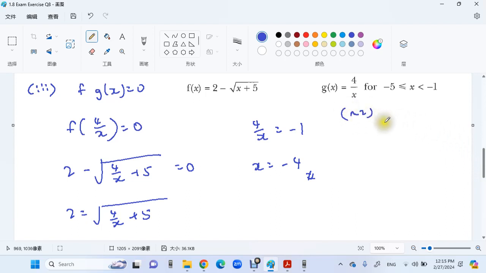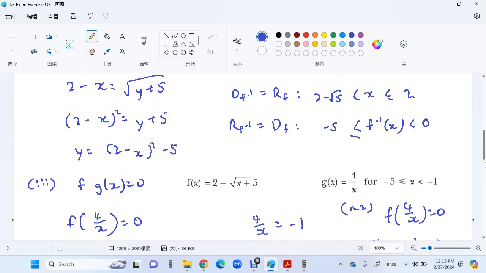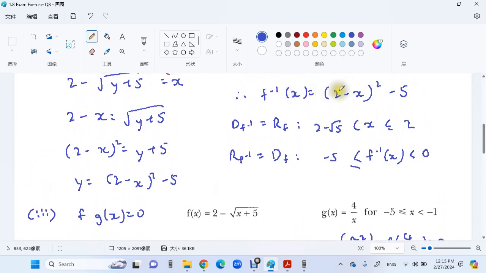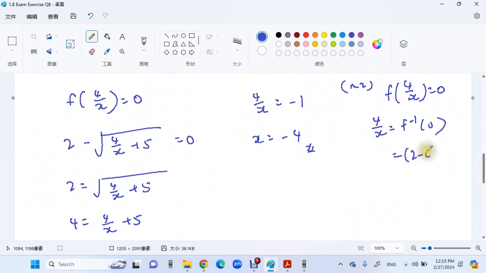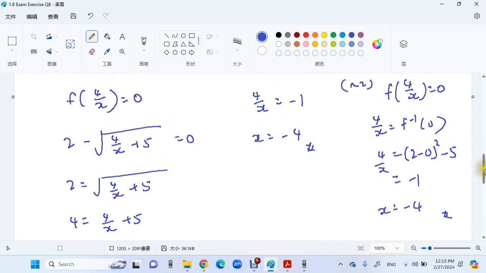Actually, we have method number 2. Okay, we know that f(4 over x) equal to 0. Then 4 over x will be the f inverse of 0. Just now we found the f inverse already, (2 minus x) squared minus 5. So (2 minus 0) squared minus 5 is 4 over x. So it's negative 1. So x equal to negative 4. Okay, yes, we will get the same answer.